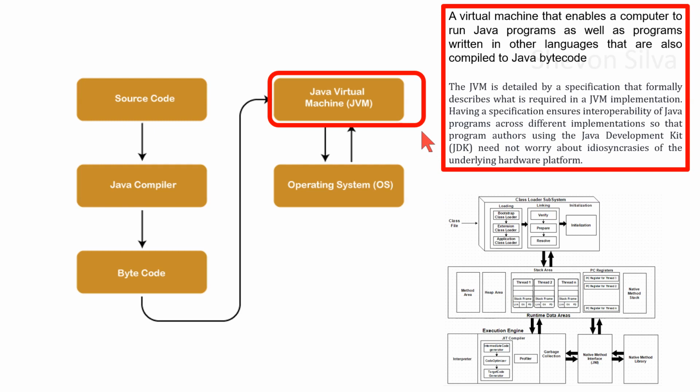Java virtual machine, a virtual machine that enables a computer to run Java programs as well as programs written in other languages that are also compiled to Java byte code. The JVM is detailed by a specification that formally describes what is required in a JVM implementation. Having a specification ensures interoperability of Java programs across different implementations so that program authors using the Java Development Kit (JDK) need not worry about idiosyncrasies of the underlying hardware platforms.